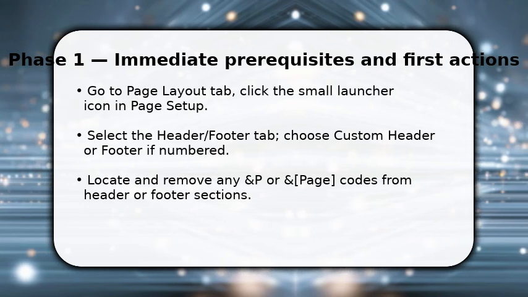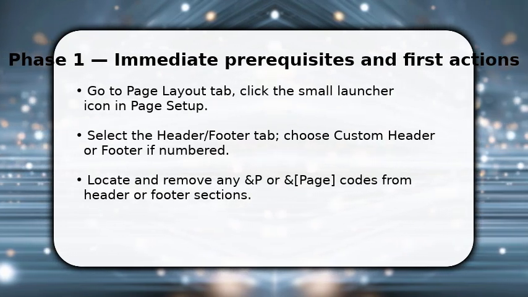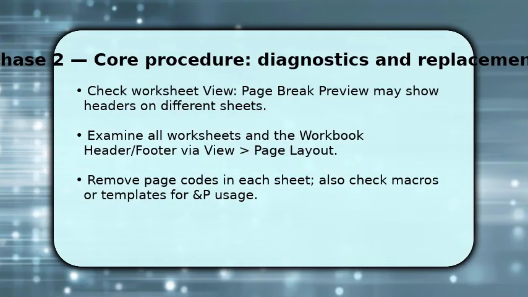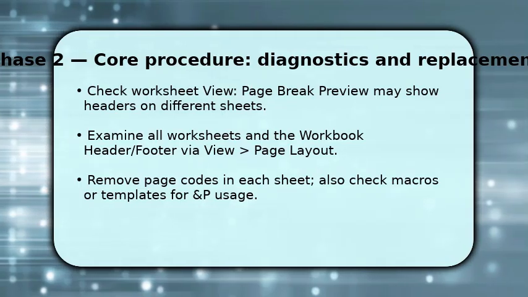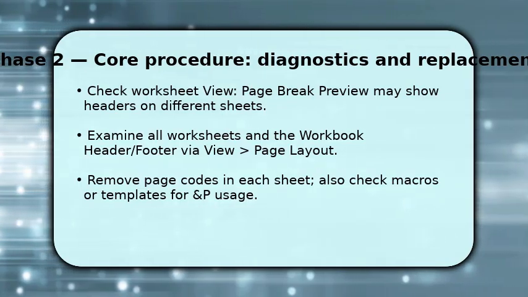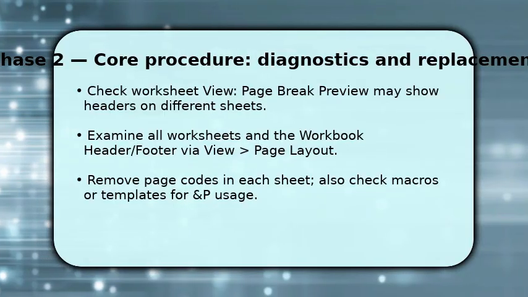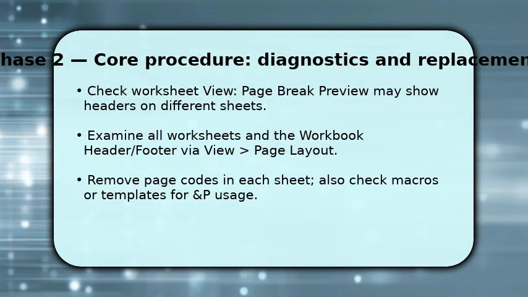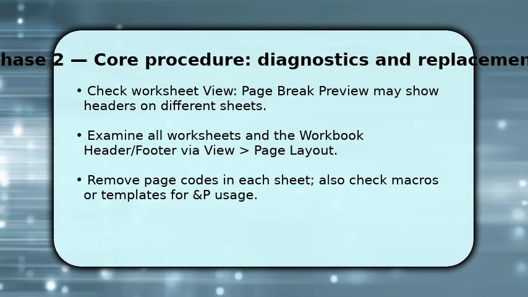Next, you expand the inspection across the workbook. Switch to Page Layout View and scan each worksheet because headers and footers can differ per sheet. Once done, inspect Page Break Preview to spot unexpected header repeats and return to each sheet's header/footer controls.